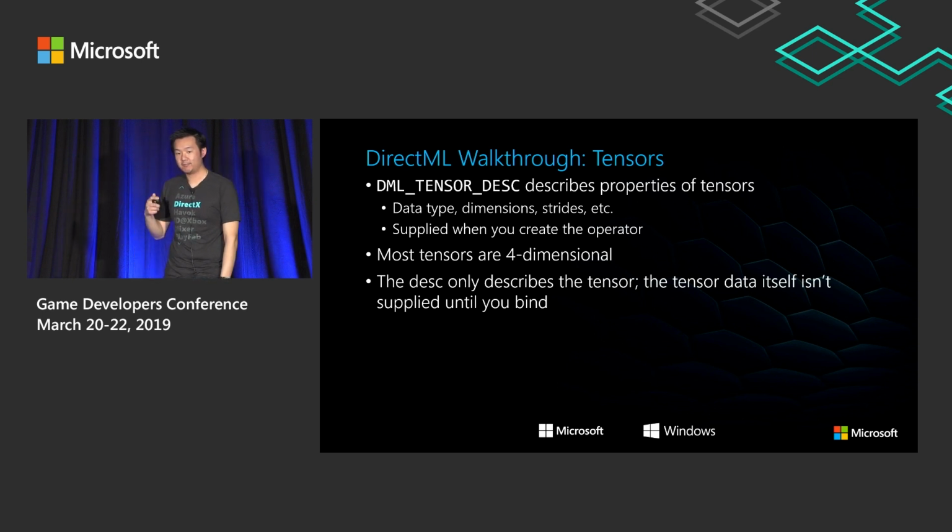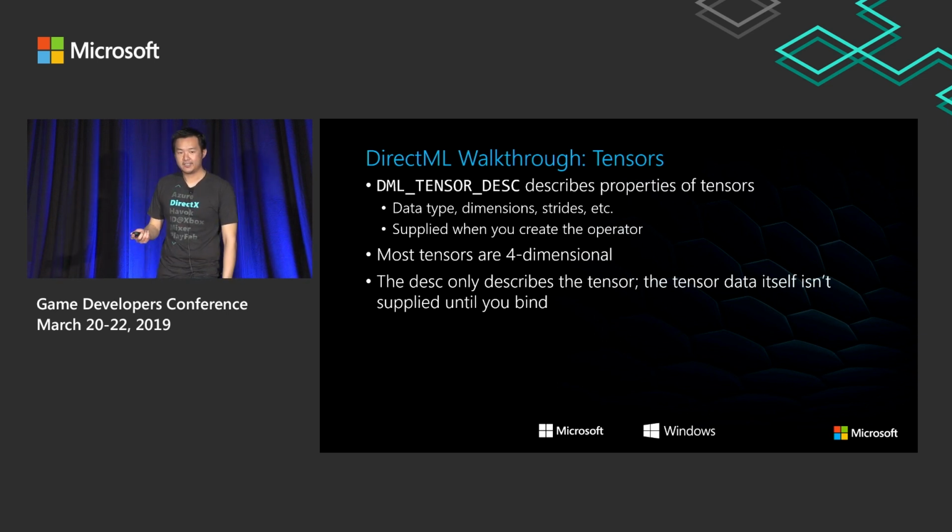Tensors. In machine learning, data is stored in tensors, which you can think of as being like a higher dimensional generalization of a vector or a matrix. A vector is one-dimensional, a matrix is two-dimensional, a tensor is n-dimensional. And in machine learning and in DirectML, most of the time you're going to be dealing with four-dimensional tensors. Sometimes, in some cases, you may need a fifth dimension, but most of the time 4 dimensions is enough.